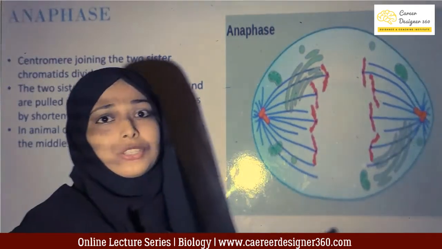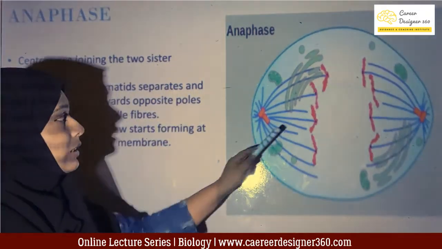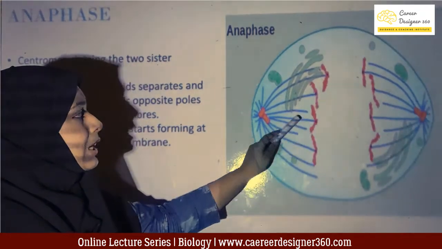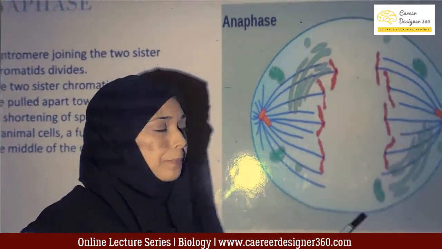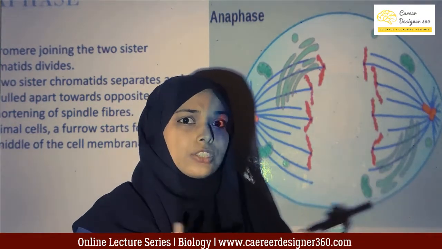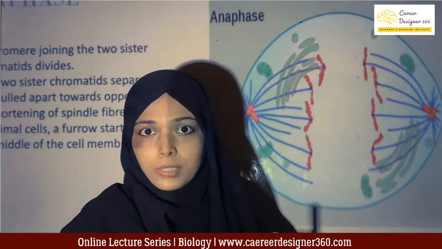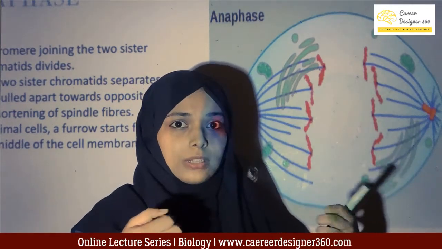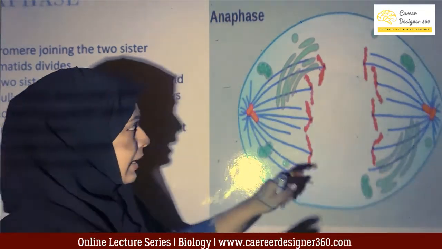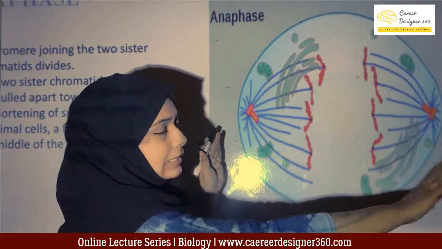Now, how does this separation actually happen? Earlier in metaphase, the sister chromatids were attached to the spindle fiber at the centromere. Now these spindle fibers start contracting. When something starts contracting or shortening, it will start pulling the two sister chromatids because they are already attached at the centromere. So the two chromatids are pulled up like this, to the opposite poles.